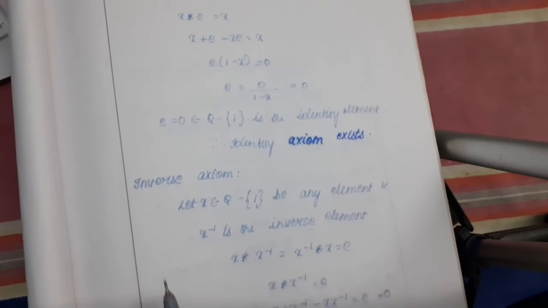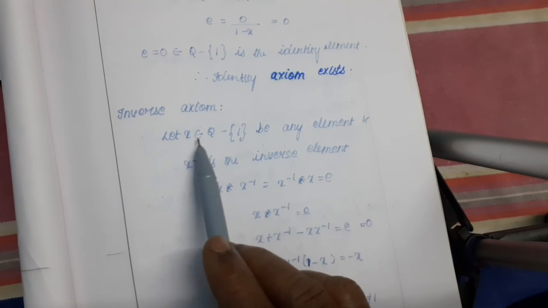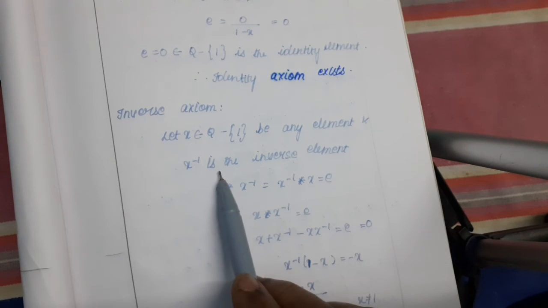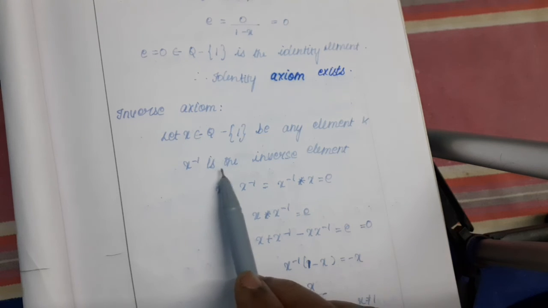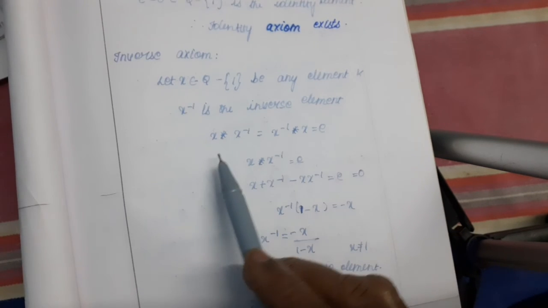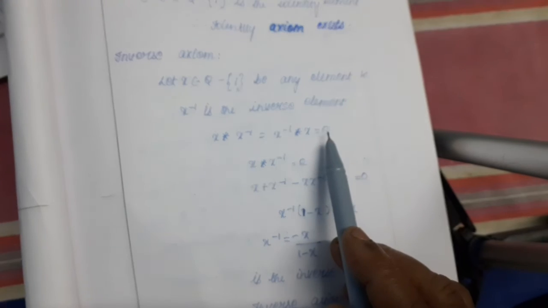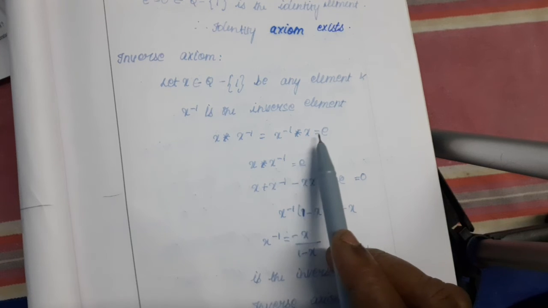Identity exists. Next, the inverse. What type of element do we take? Let x belong to Q minus 1 be any element, and x inverse be the inverse of the element. If x is one of the elements in Q, we take x inverse as its inverse element. What is x star x inverse equal to? x inverse star x equals E. So x star x inverse equals x inverse star x equals E.